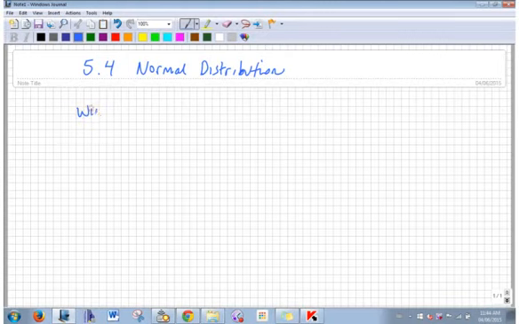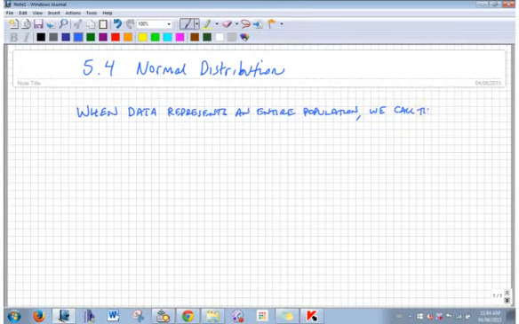So, when data represents an entire population, we call the mean... what's our symbol for mean? Thingamajigger with an X, X bar, yeah.